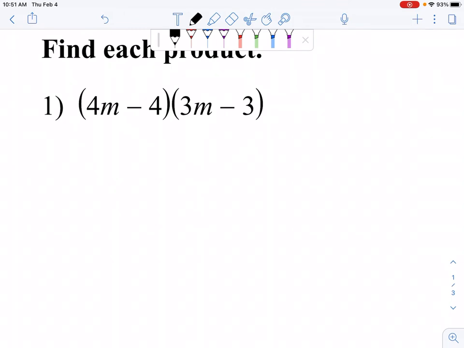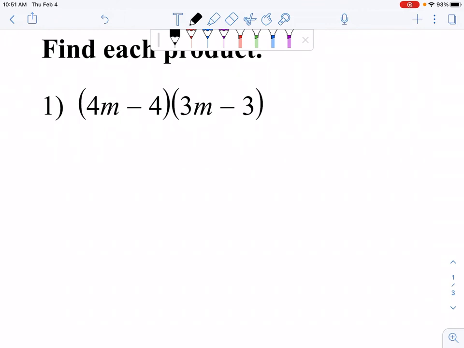7.1 was a lot of multiplying binomials by binomials. That's two terms times two terms. In 7.2, we'll dive a little bit into two terms times three terms, and that's about as far as we're going to go for the purpose of this lesson and this unit.